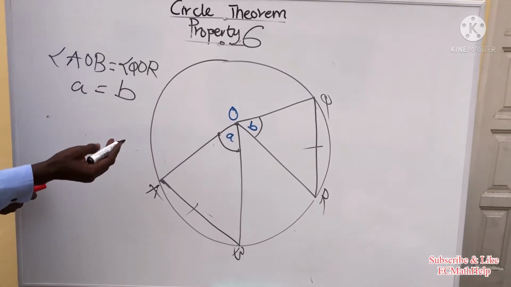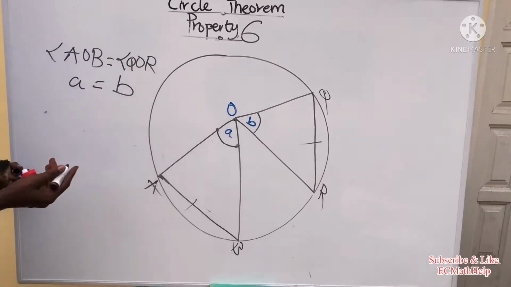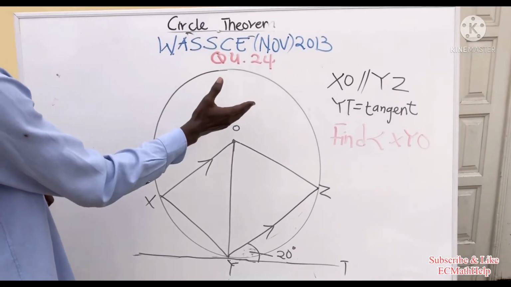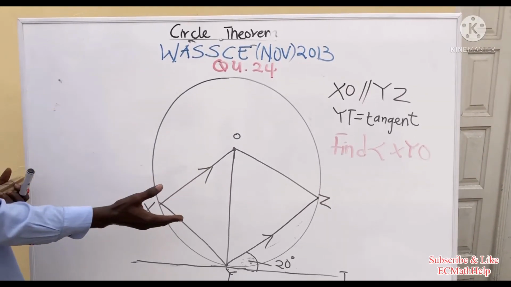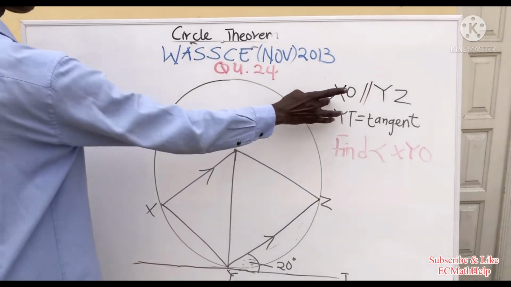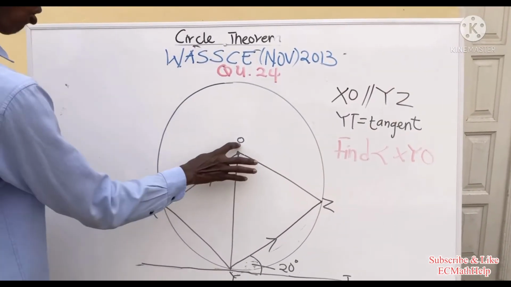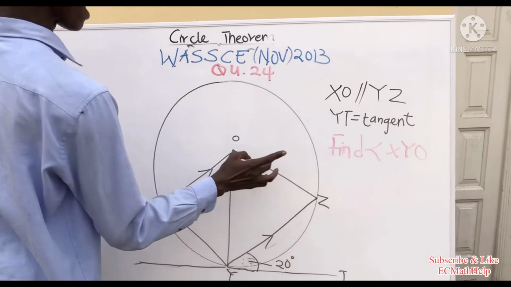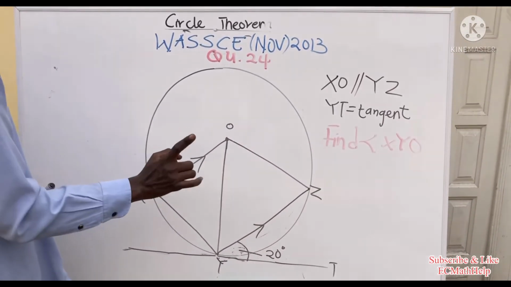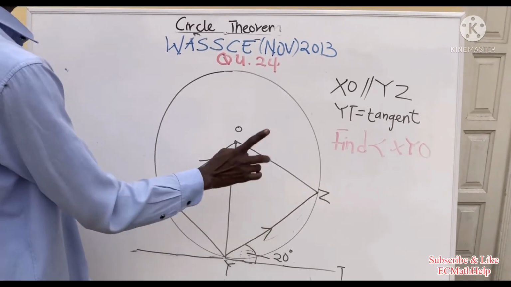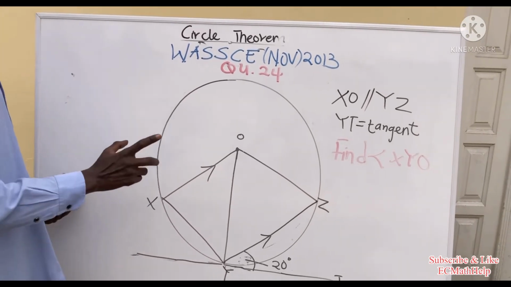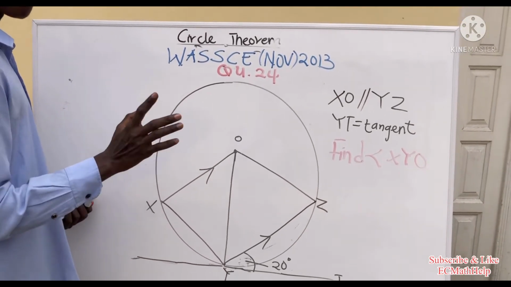Now let's move on to an example of this property. This is a WASSCE question, November 2013, question number 24. We have been given X, O, Z, Y, and we know that XO and YZ are parallel lines. That means these two chords are equal. Mind you, this is a chord, this is a chord, and these chords are equal. We've learned from the rule that angles formed by equal chords are always equal.